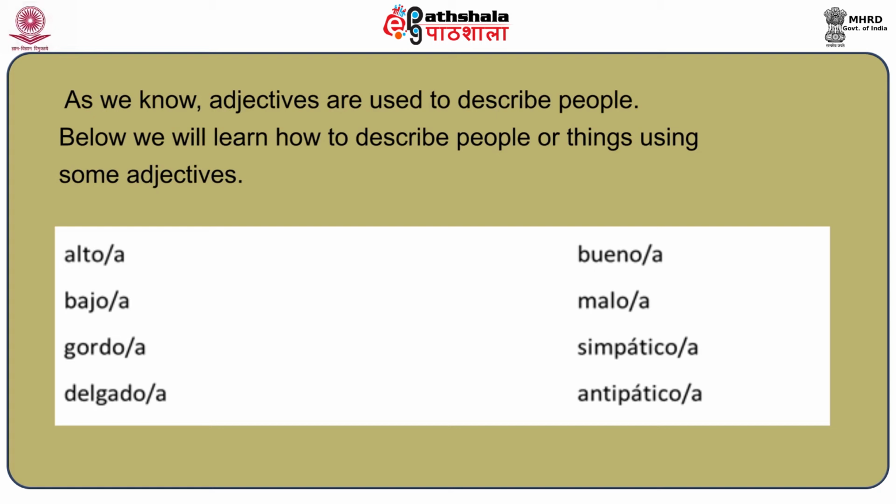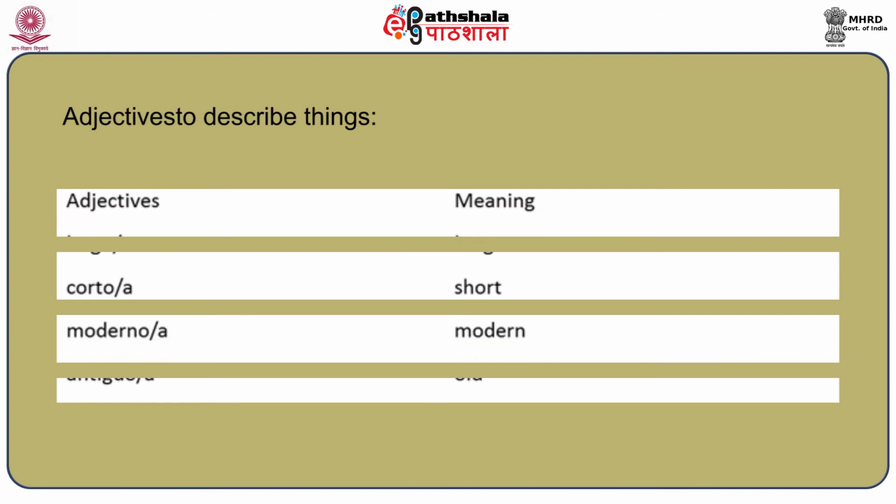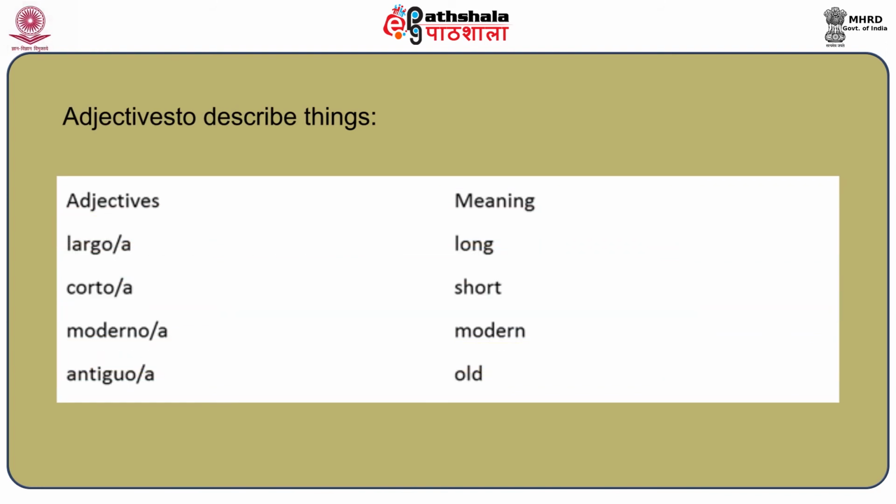So adjectives like alto, bajo, gordo, delgado, bueno, malo, simpático y antipático can be used in order to describe a person. Now there are adjectives which are also used to describe things. Adjectives like largo, corto, moderno y antiguo.